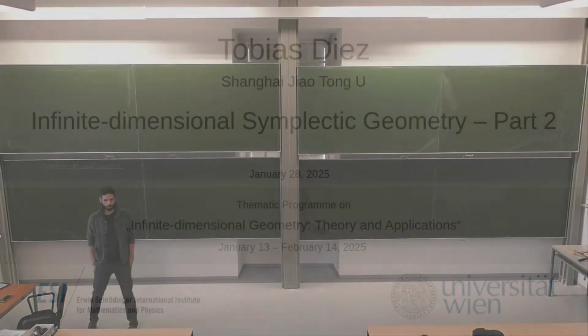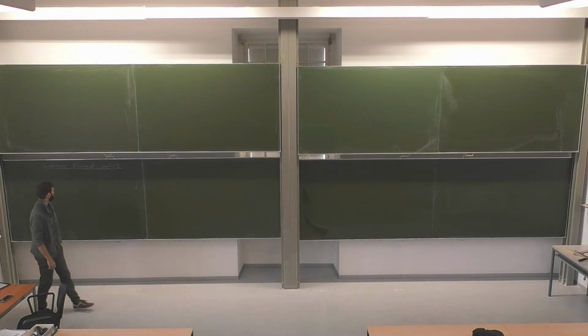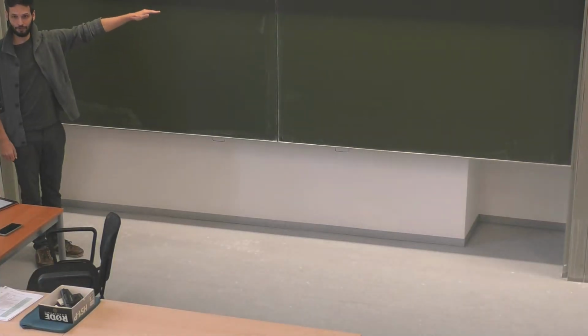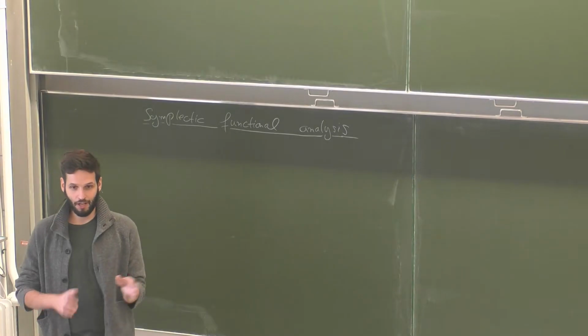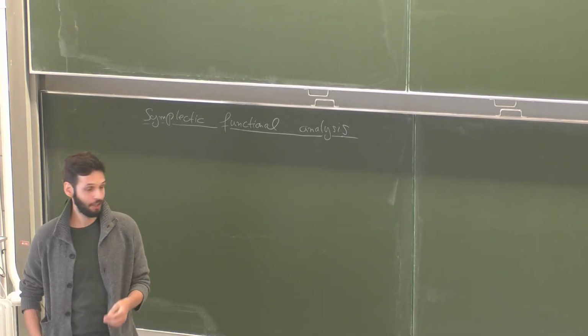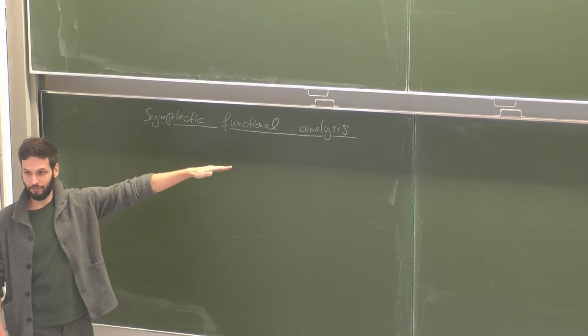Hello everyone. Today we have two subjects, roughly speaking. The first one will be linear symplectic geometry in infinite dimensions. Similar to how linear algebra, if you do that in infinite dimensions, gives you functional analysis. So it's kind of the marriage of linear symplectic geometry with functional analysis.